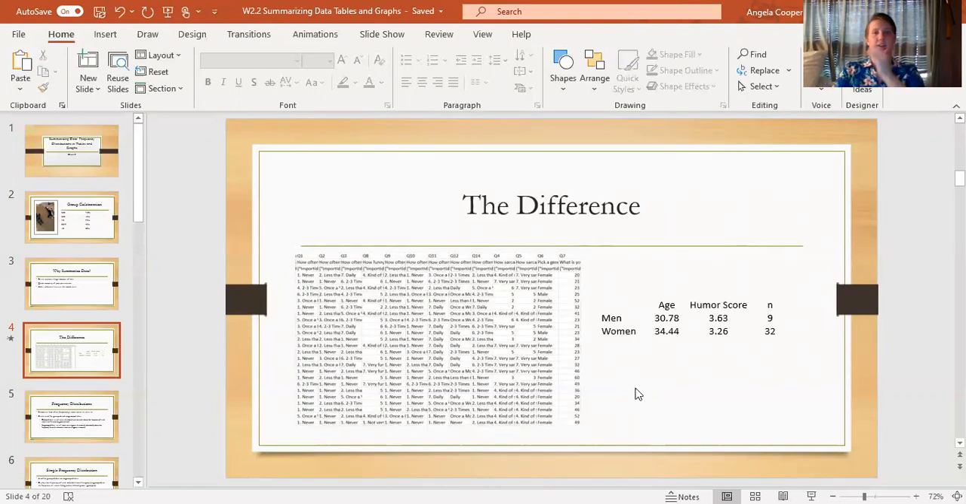So instead of looking at it and thinking, okay, what am I working with here? We know that the descriptive statistics table on the right is showing the average score. The average age of men is 30.78, the average humor score is 3.63, and N refers to the sample size. So there are 9 men in this. And then women, 34.44 is their average age, 3.26 is their average humor score, and there are 32 women involved in this. So descriptive statistics using tables and just ways to visualize data is a lot faster, a lot easier to work with, as opposed to looking at this and being overwhelmed by all the possibilities.